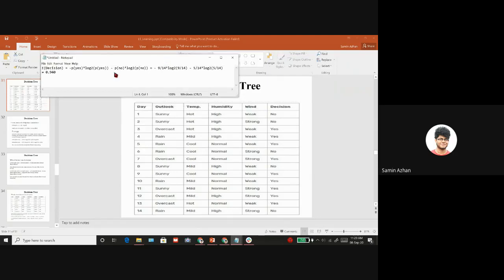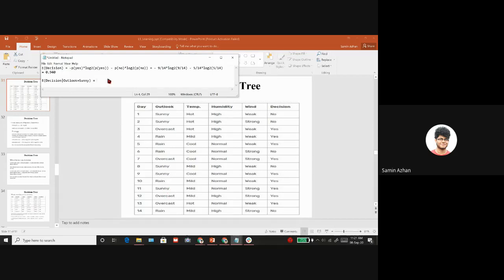Okay, first let's calculate it for sunny. This is the decision while outlook equals sunny. So, how many sunnies are there? One, two, three, four, five.